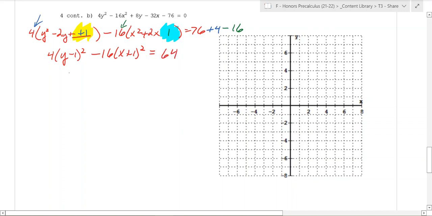Hey, nice square number. So you divide by 64 and you end up with (y plus 1) squared over 16 minus (x plus 1) squared over 4 is equal to 1.